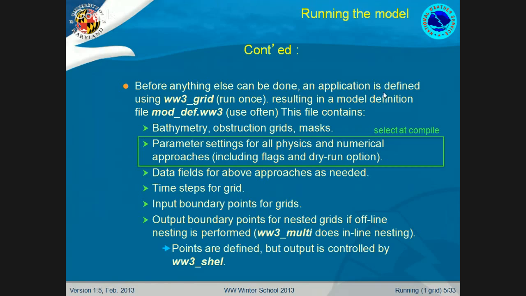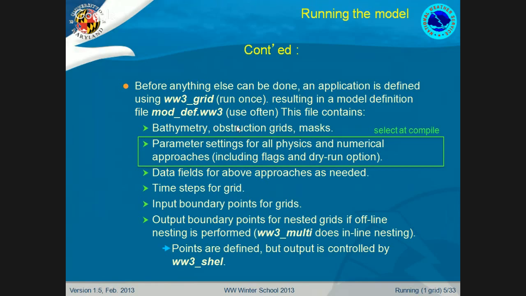Okay. Right. And as I said, the first thing to do is to run ww3_grid. Even if you run the model multiple times, like you're doing some forecasts for today, tomorrow, and so forth, you don't have to rerun ww3_grid. What ww3_grid does, it will generate a binary file called mod_def, which is a model definition file, .ww3. So all these model results have some .ww3 extension. And this mod_def file contains basically the bathymetry.